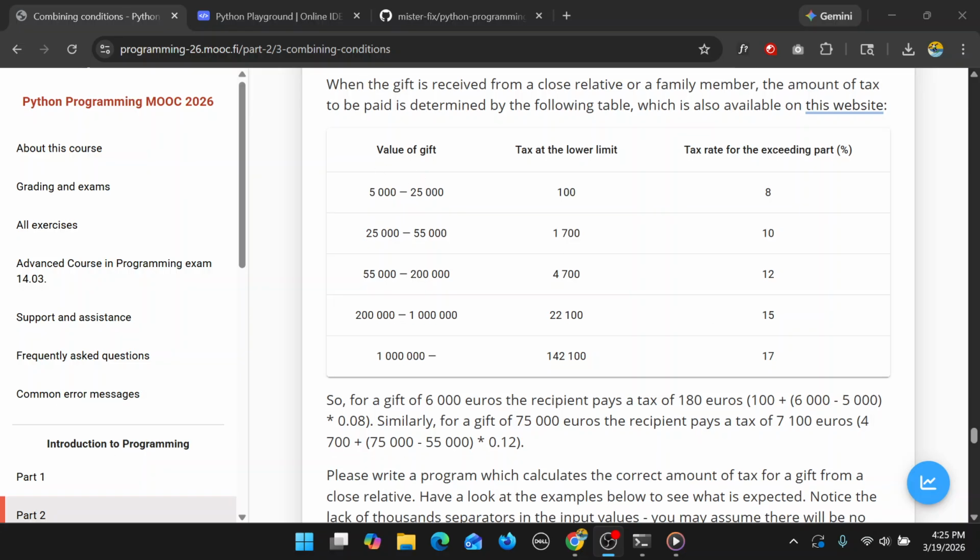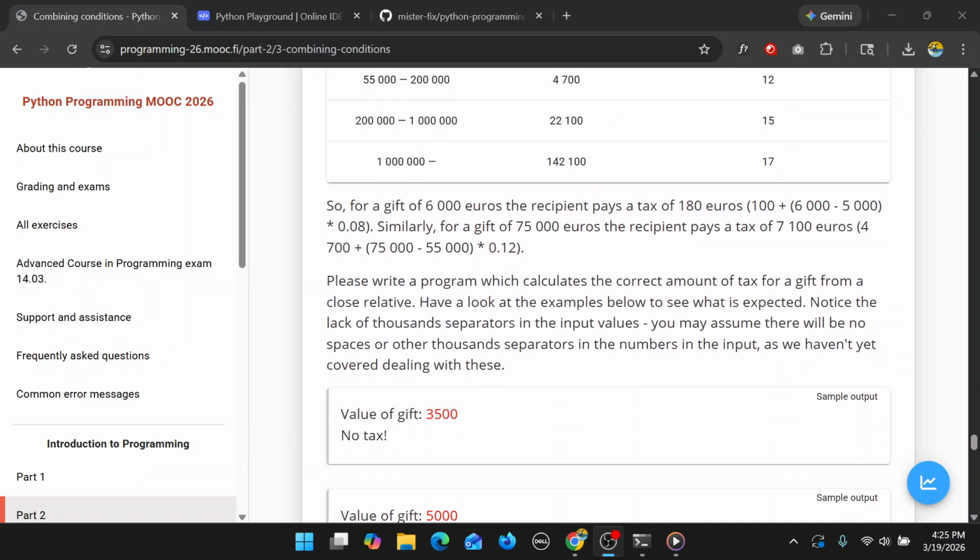So the value of gift, these are the ranges, the tax at the lower limit, and the tax rate for the exceeding part. So the first bracket is 5,000 to 25,000, then 25,000 to 55,000, and so on all the way up to $1 million. You can pause here to read the chart a little bit more. If you're reading along on your own computer, you can just pause this video, read that, and remember some of these values.